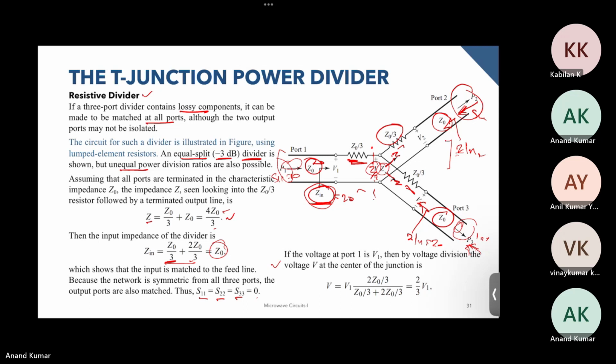it will come. Okay, so we are trying to calculate the voltage at port 1, using the voltage division.